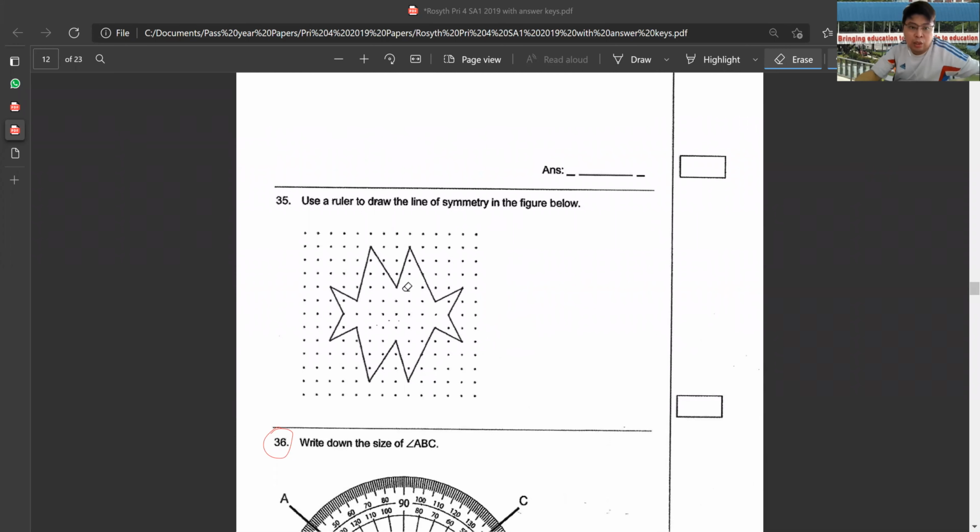Use a ruler to draw the line of symmetry. There's only one line of symmetry. I took very long to draw this one. This is the line of symmetry. This way, not this way. This way is wrong, because these two gaps are different. Can you see? This one is one gap, this is two gaps.